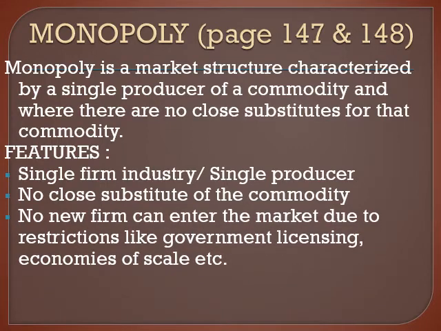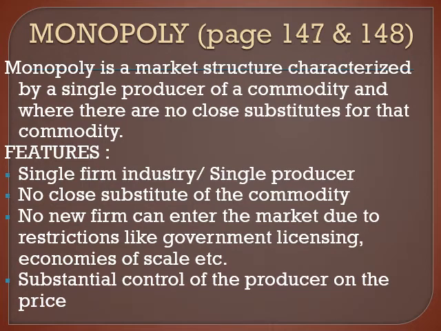Next is that no new firms can enter the market. So that means new firms cannot enter the market. Why? Because there are certain restrictions for them, like government licensing, like economies of scale. Next is substantial control of the producer on the price. Because he is the only producer, he has control over the price. It is his choice what price he is going to take for that particular commodity.